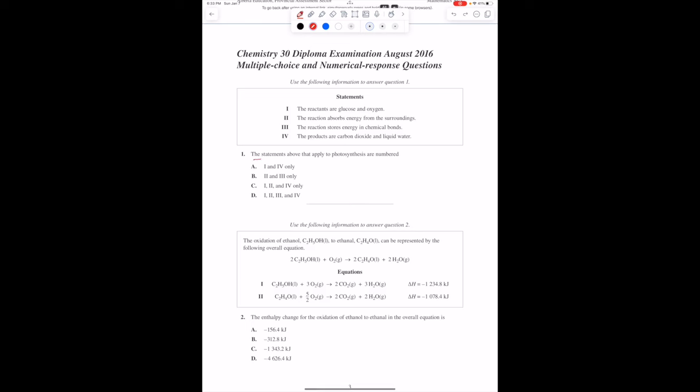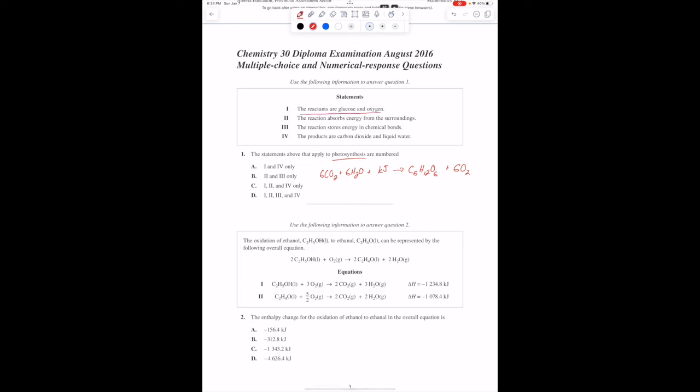Here's what I do. I just read that first. The statements above that apply to photosynthesis are numbered. I haven't even looked at the options yet. I just want to know, what's the question? Okay, so it looks to me like this is a straight knowledge question about photosynthesis, right? So I'm just gonna write down photosynthesis. I know that 6CO2 plus 6H2O plus sunlight makes C6H12O6 glucose and six oxygens. If I need to put in states, I will, but I'm not gonna worry about it right now. Okay, and away I go.